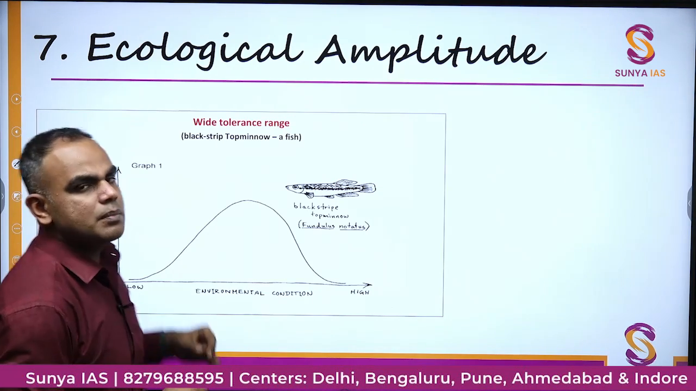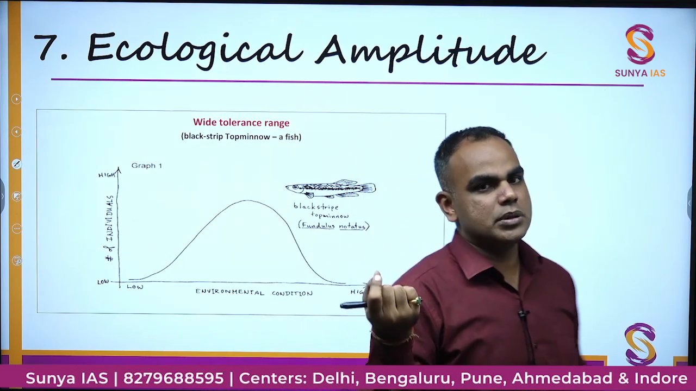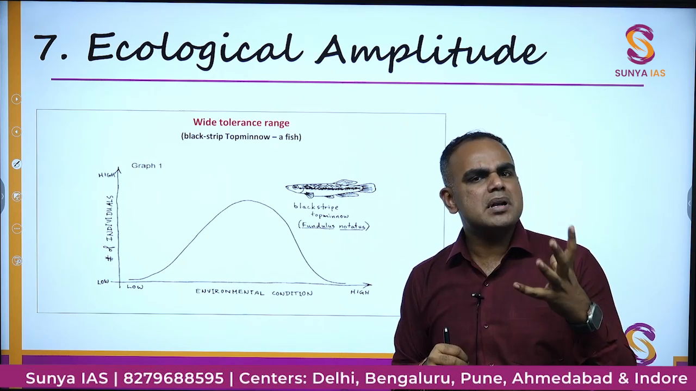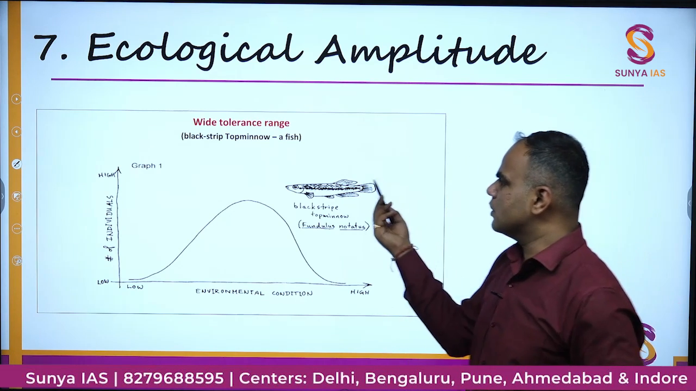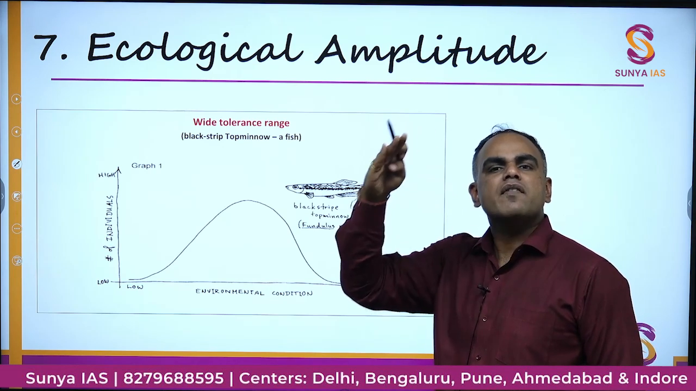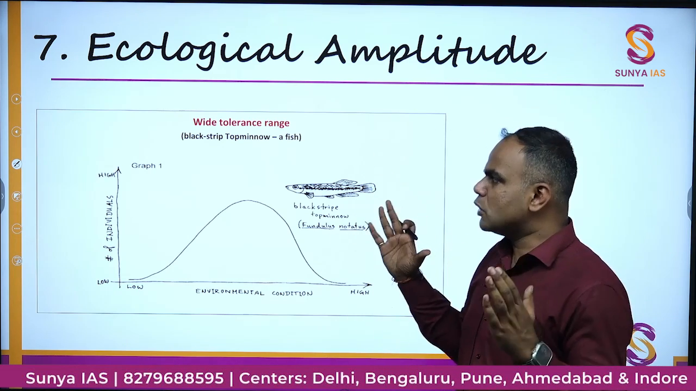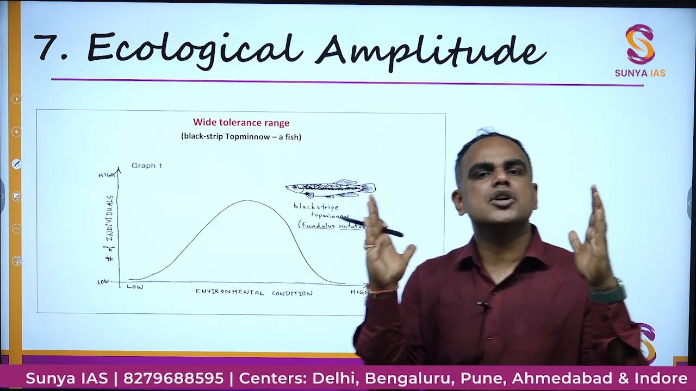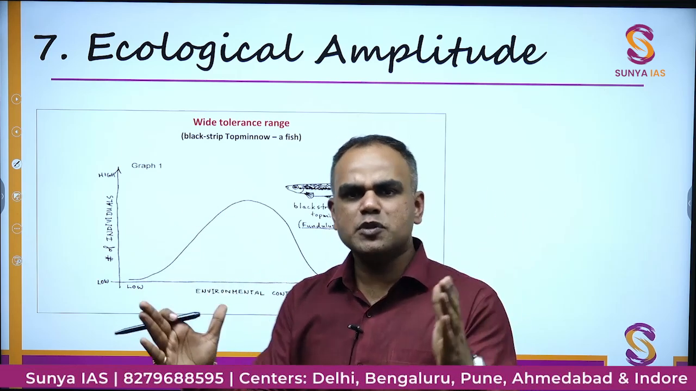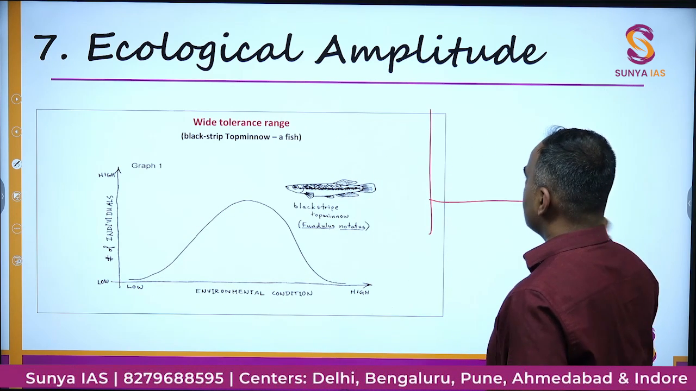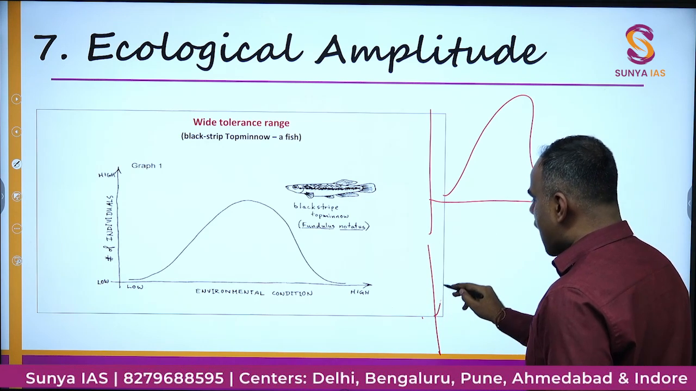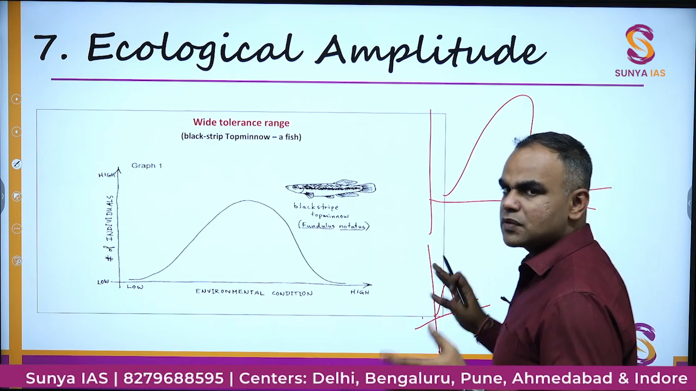Next term, ecological amplitude. Again, this term is also related to what we have been discussing so far. In simple terms, let's say you have a species. If you subject that species to a range of temperature, amplitude is simply the range of temperature that it can tolerate. Some species, for example, will have a huge range of temperature, and some will have a very narrow range of temperature. Just for our reference.